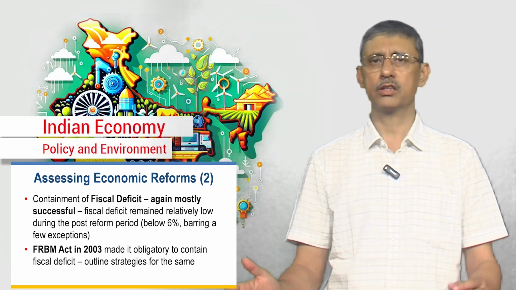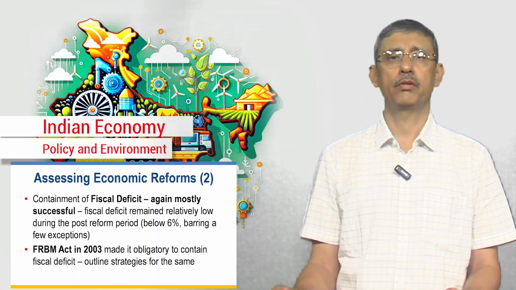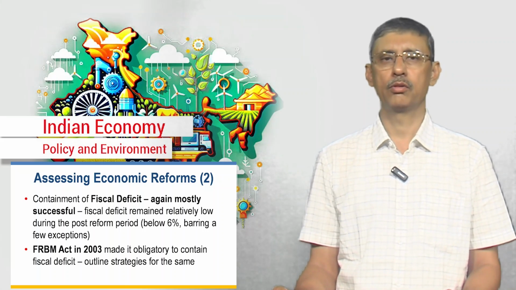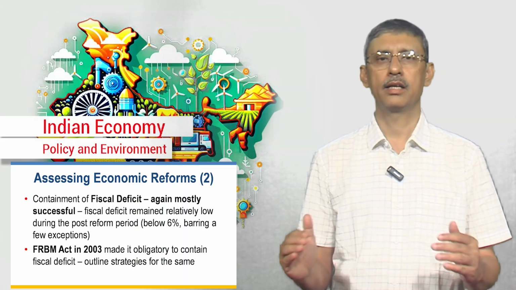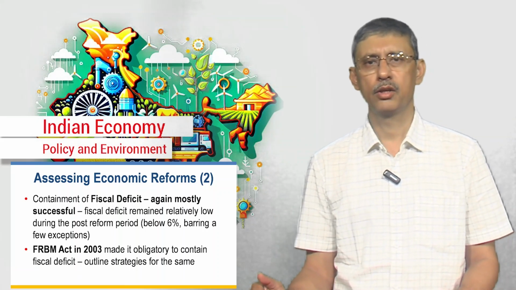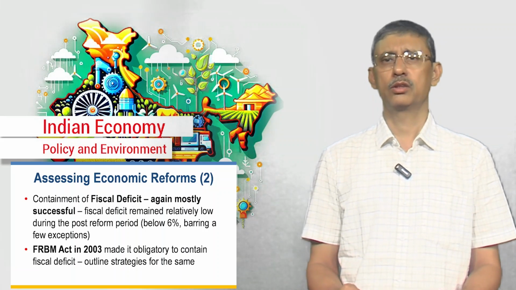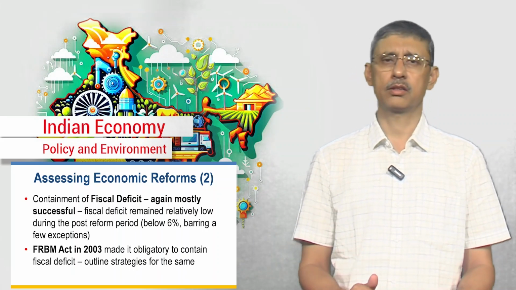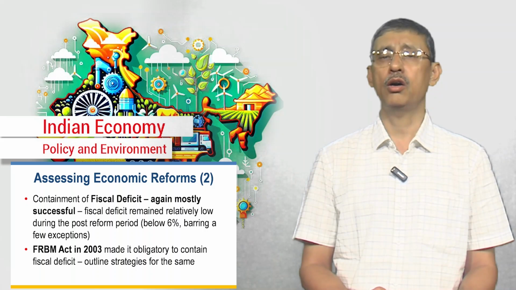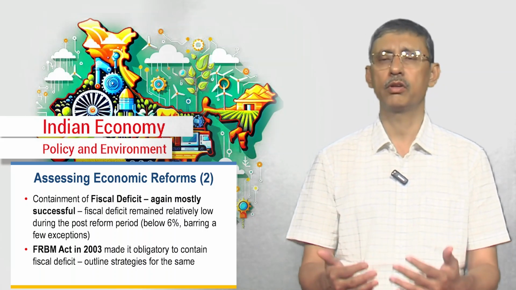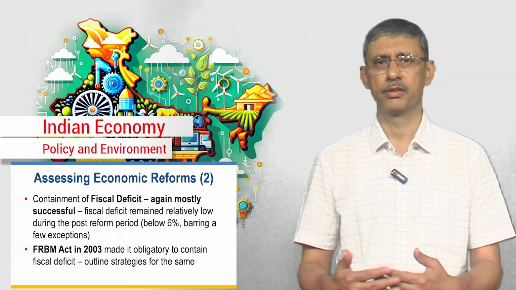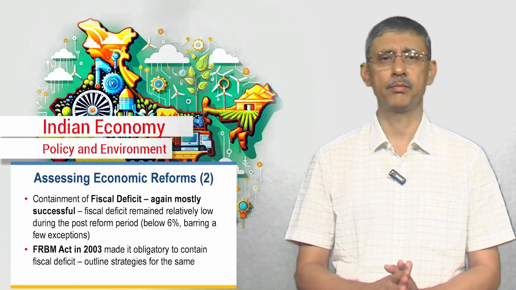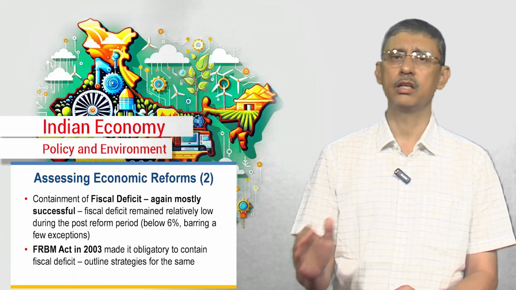And most importantly, it was made a part of the agenda of the reform itself, in the sense that we enacted an act in 2003 known as the FRBM Act, that is the Fiscal Responsibility and Budget Management Act, where it was made obligatory on the part of the state to contain the fiscal deficit. As a part of this obligation, you have to outline strategies for how the state will try to manage the fiscal deficit within the limit of around 3%. It was a target, according to the FRBM Act, that you should ideally have around 3% fiscal deficit.